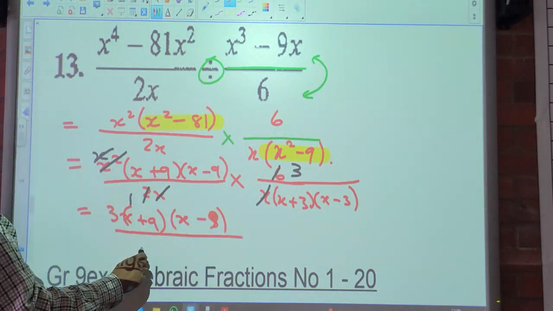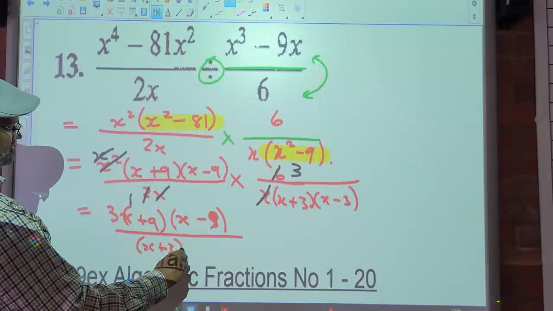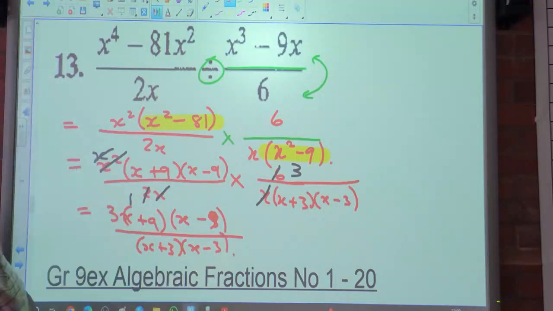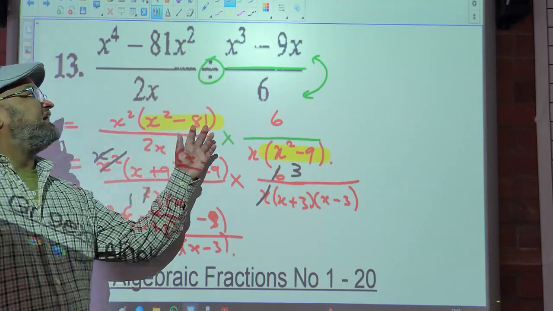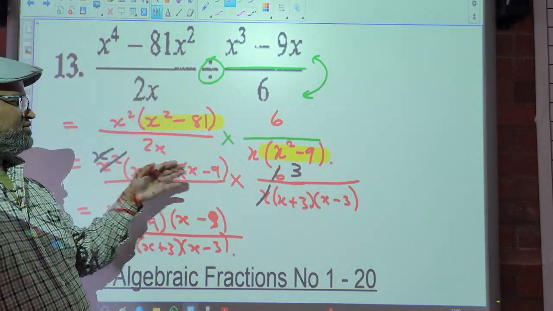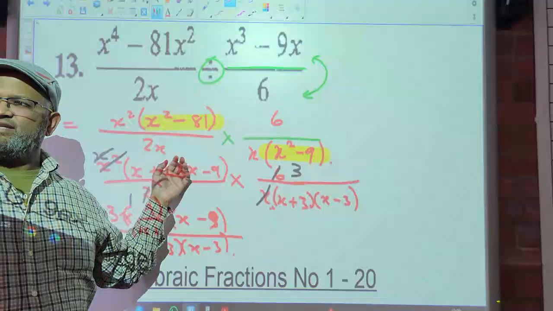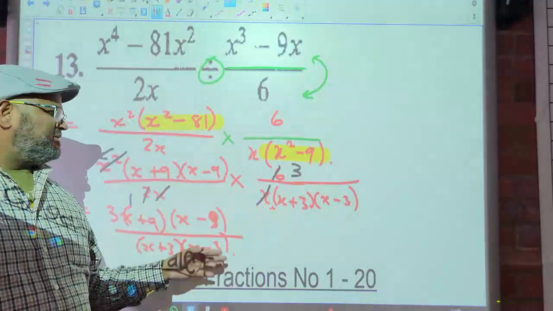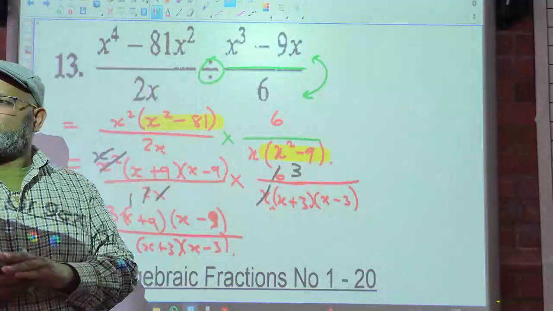This is all over x plus 3, x minus 3. I almost think they wanted this to be a 9 here, so that the difference of two squares can cancel here, again, that x plus 3 and x minus 3. But because that is a sum, we cannot change it.